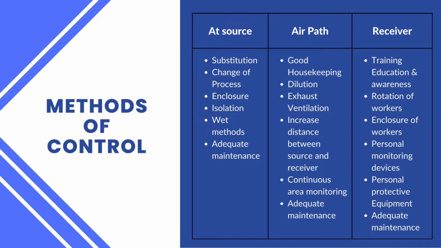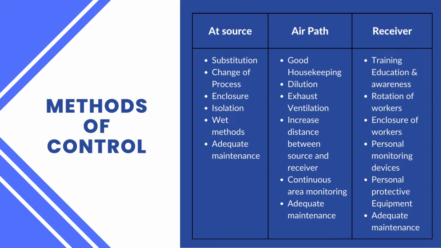The air path comprises good housekeeping, dilution, exhaust, proper ventilation, increased distance between source and receiver, then continuous area monitoring, and then proper, adequate maintenance. These are all the methods of the air path by which we can control the hazard.